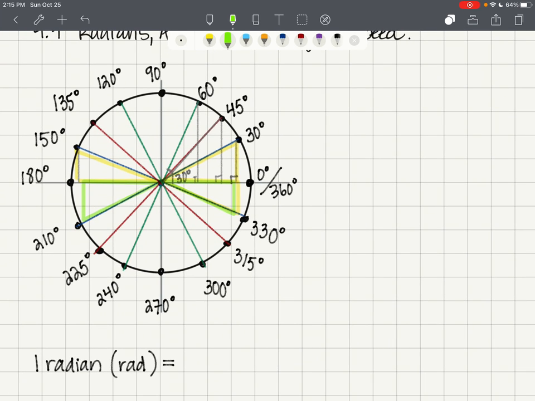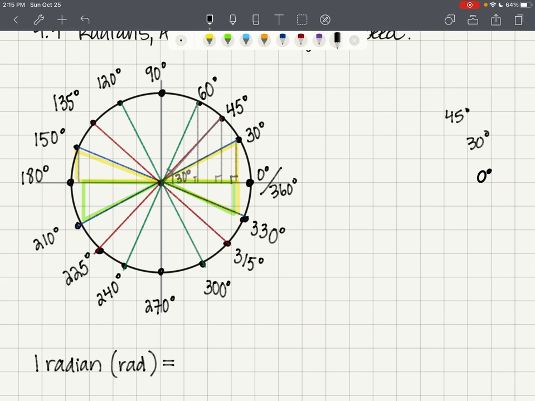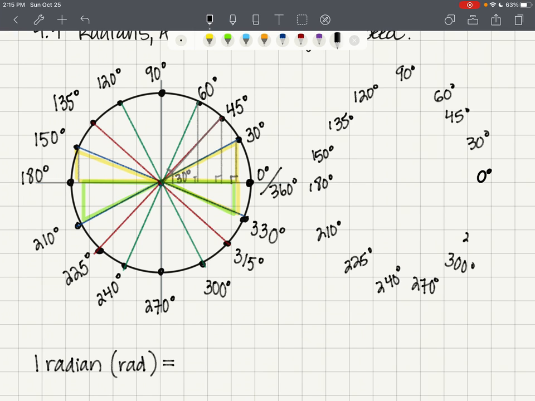But what I want to do is let you know that knowing these angle measures is really important. So knowing that you have 0 degrees, 30, 45, 60, 90, 120, 135, 150, 180, 210, 225, 240, 270, 300, 315, 330, and then finally finishing with 360 degrees.